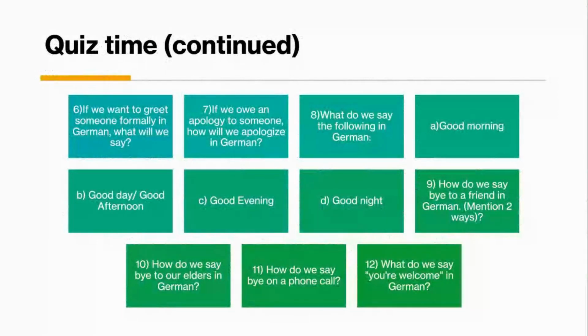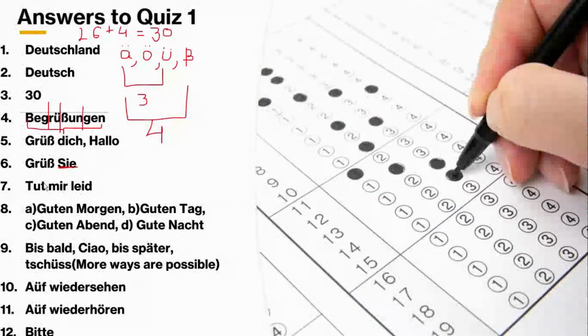If we owe an apology to someone, how will we apologize in German? Indirectly, we are asking how will we say sorry in German? So the answer is tut mir leid. Noch einmal, tut mir leid.